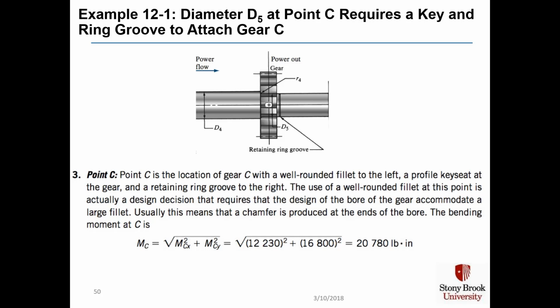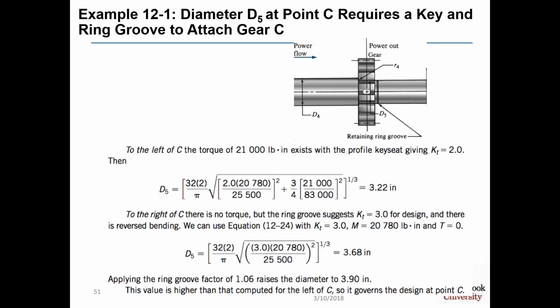And the bending moment at C is again the sum squares of the moments of CX and CY. We get 20,780 pound-inches. Diameter D5 at point C requires a key in the ring groove. And when we use our value of KT equal 2.0 for the keyseat, we get D5 equals 3.22 inches.